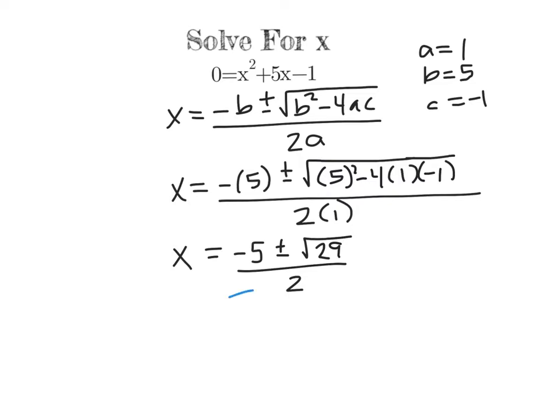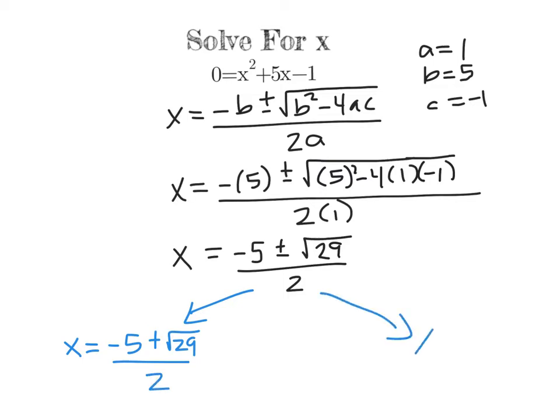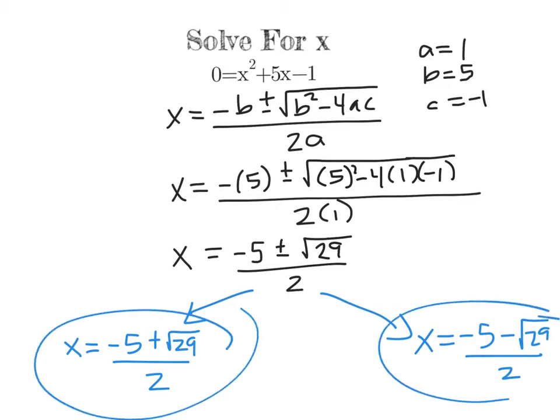And I'll change colors for this. I can change it to x equals negative 5 plus radical 29 over 2. And I can break it down to x equals negative 5 minus radical 29 over 2. And those are my two solutions. Now, if this problem was factorable and you did the quadratic formula, these two solutions would have been nice fractions or nice whole numbers in the end. If it's not factorable, then that's when you're going to get these types of solutions.